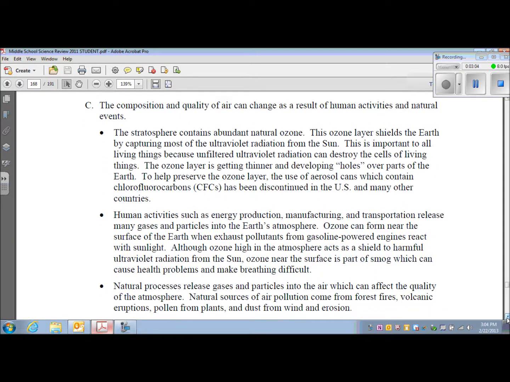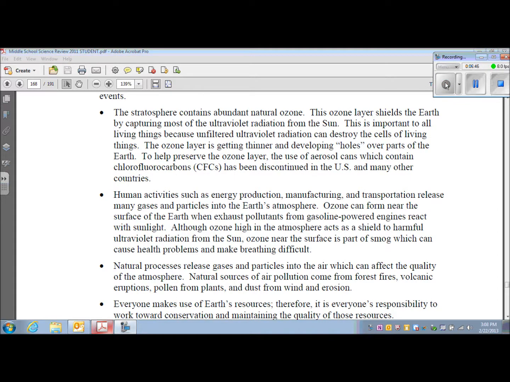Section C. The composition and quality of air can change as a result of human activities and natural events. The stratosphere contains abundant natural ozone. This ozone layer shields the Earth by capturing most of the ultraviolet radiation from the sun. This is important to all living things because unfiltered ultraviolet radiation can destroy the cells of living things. The ozone layer is getting thinner and developing holes over parts of the Earth. To help preserve the ozone layer, the use of aerosol cans, which contain CFCs, has been discontinued in the U.S. and many other countries.